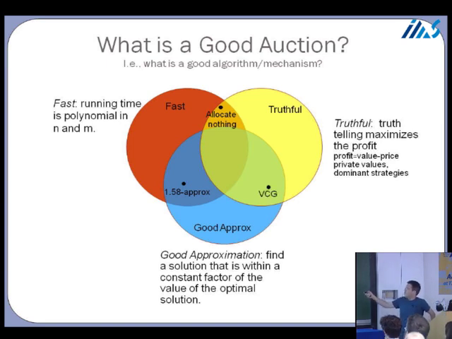And we have the VCG mechanism that is truthful and provides an approximation ratio of 1, always gives us the optimal solution. We'll talk about the VCG mechanism in a few slides, but we all know that it is not computationally efficient. So what we actually want to do in this talk is to understand if there is something in the intersection of all these three circles. If there is something that is both fast, provides a good approximation, and truthful. And this is the main question of this talk. All right?